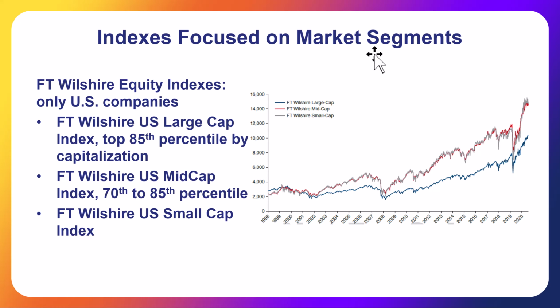So other indexes can be focused on things like market segments. Here we have something called the Wilshire Equity Indexes. They're only U.S. companies. So the Wilshire U.S. Large Cap Index is the top 85th percentile by capitalization. That means it has 85% of all the stocks in the U.S. market. The mid cap takes 70 to 85, and the small cap is those things that are less than that percentile. And what you can see is how the markets go.